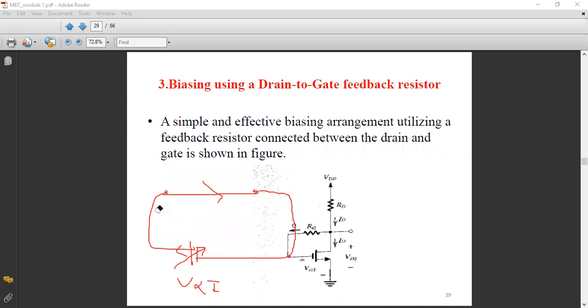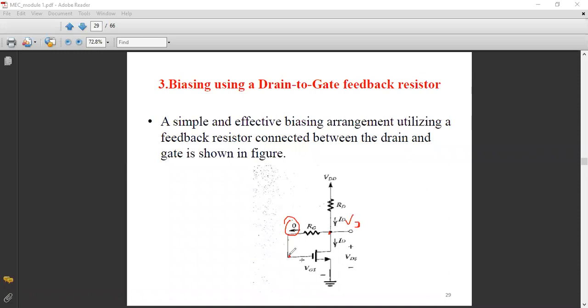Now tell me, here the gate current is 0, which means the current through RG is 0. Please note, the current through RG is 0 because the gate current is 0. Now, what will be the potential difference between the drain and gate? Consider that the current through the gate resistance RG is 0. Tell me, what will be the potential difference between drain and gate?